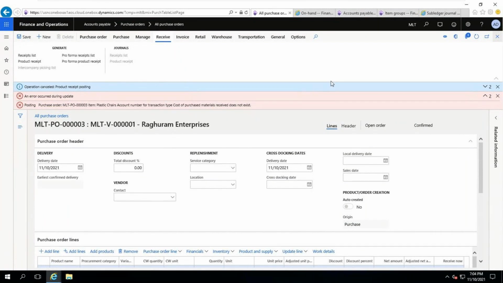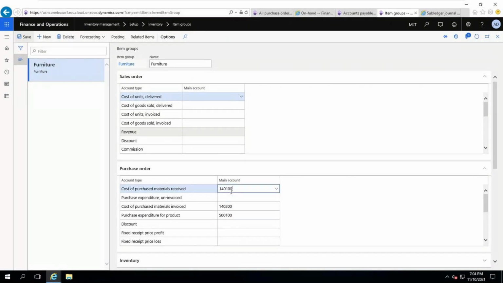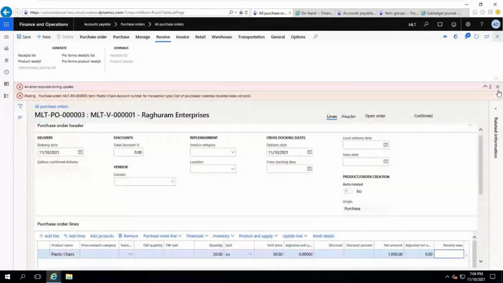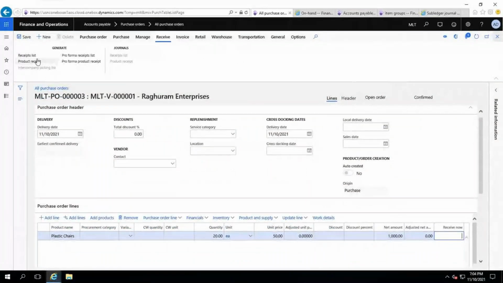Cost of purchased material received does not exist. That is this one. Temporary inventory account should be mapped. Now I'm trying to post. I'm showing intentionally with these ledger accounts missing, and I'm doing this transaction. Let me do the product receipt once again, and let me get another error message.